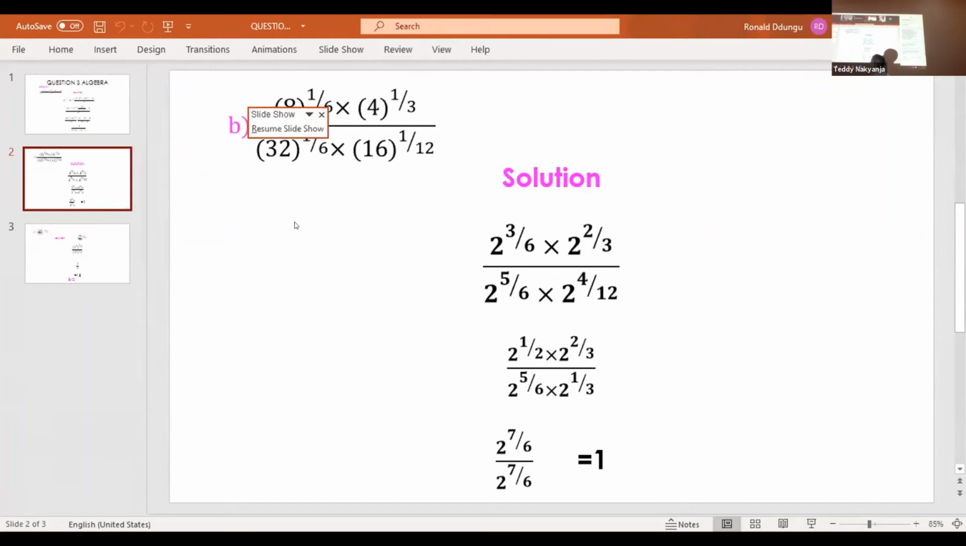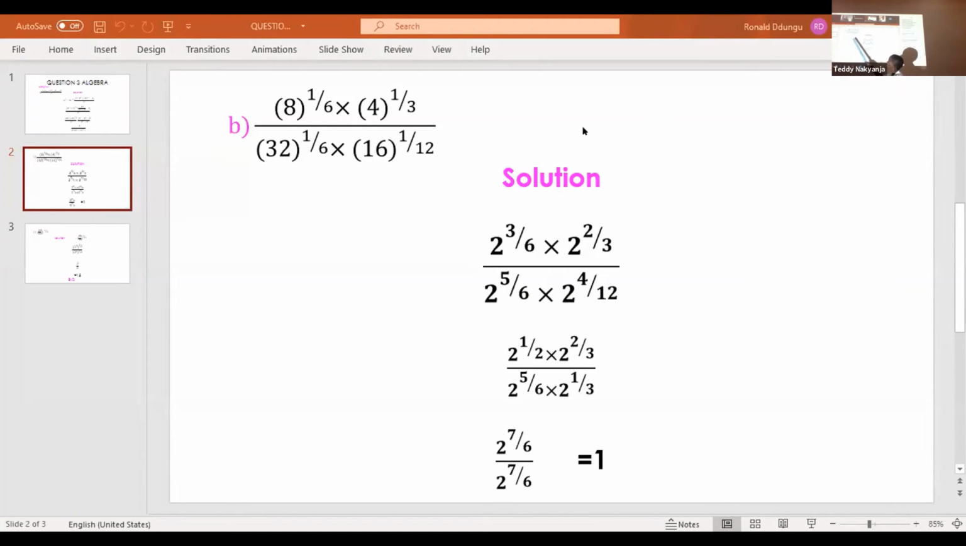Part B of the question says, simplify 8 to the power 1 out of 6 times 4 to the power 1 out of 3 divided by 32 to the power 1 out of 6 times 16 to the power 1 out of 12. We are going to prime factorize everything.